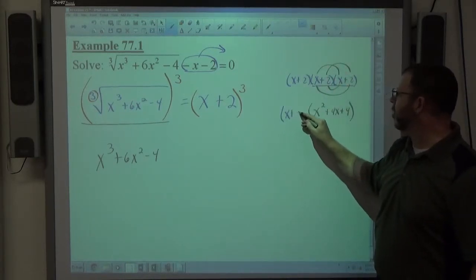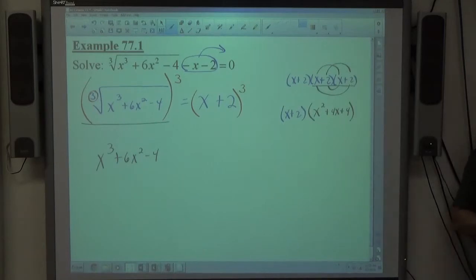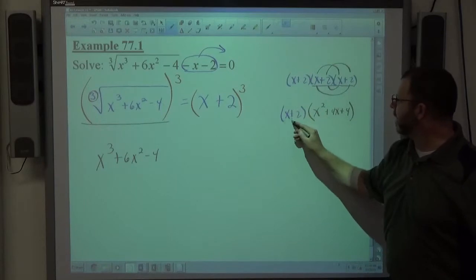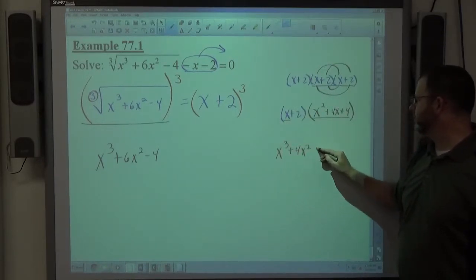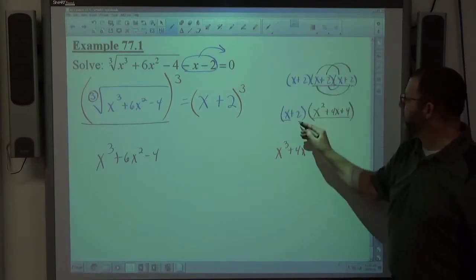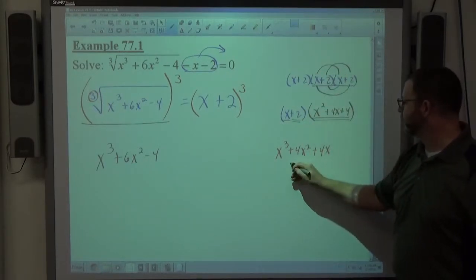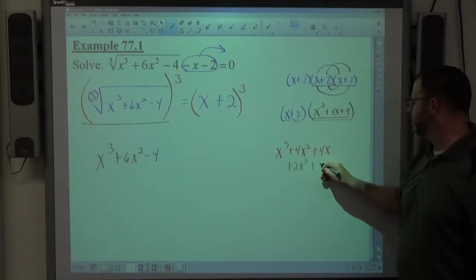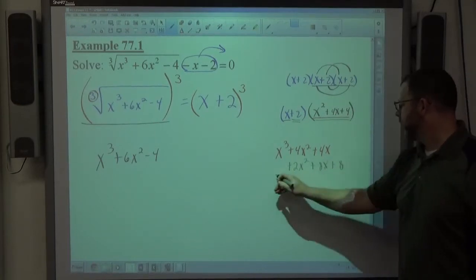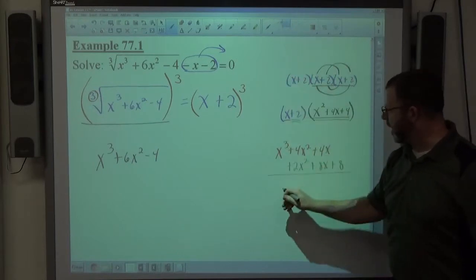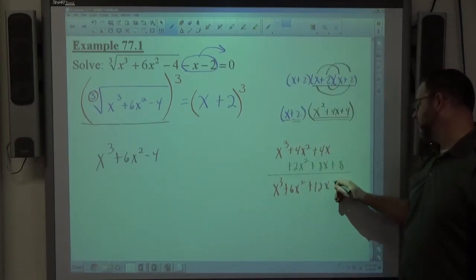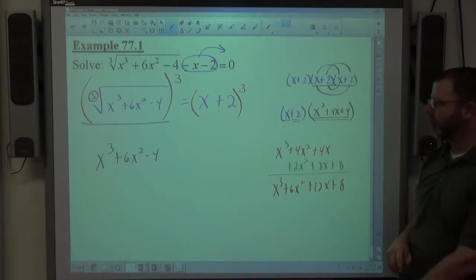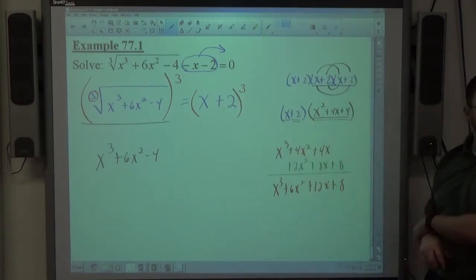That product is still being multiplied by x plus 2. So now I've got to multiply x plus 2 times x squared plus 4x plus 4. That means I've got to multiply x times all this stuff. Then I've got to multiply positive 2 times all this stuff. If I add like terms, I end up getting x cubed plus 6x squared plus 12x plus 8. So x plus 2 cubed is going to be this product down here.